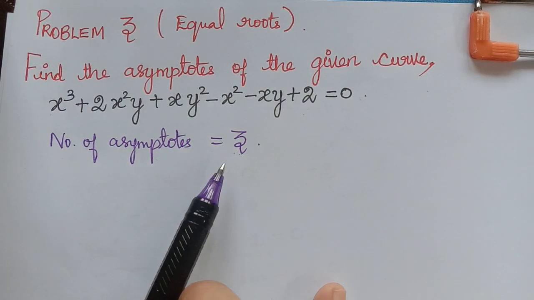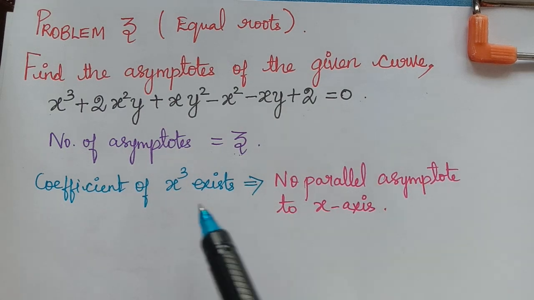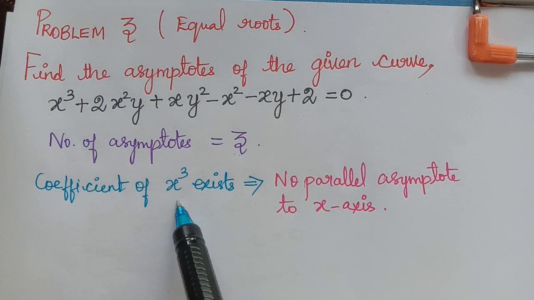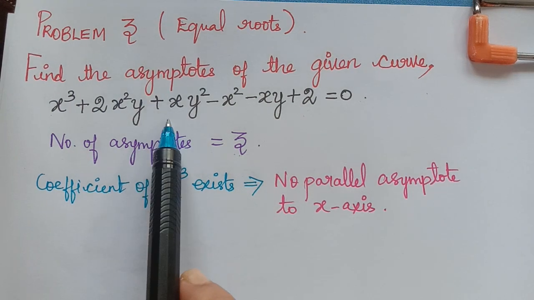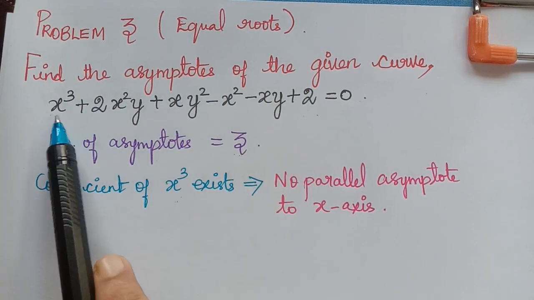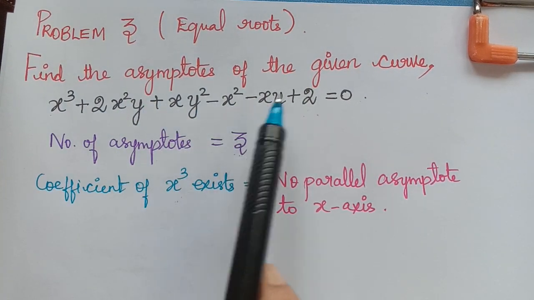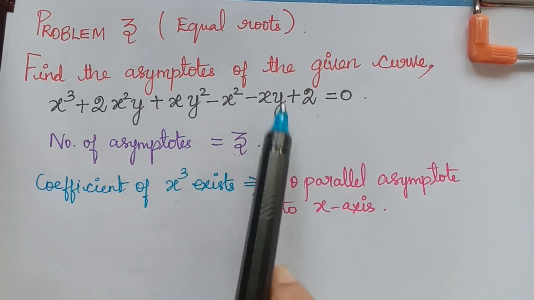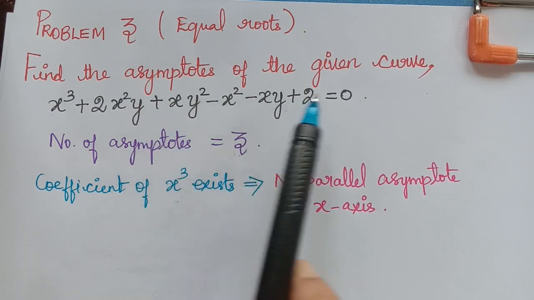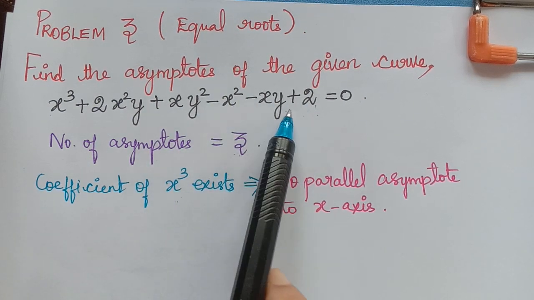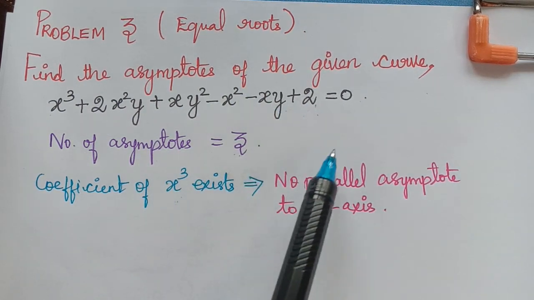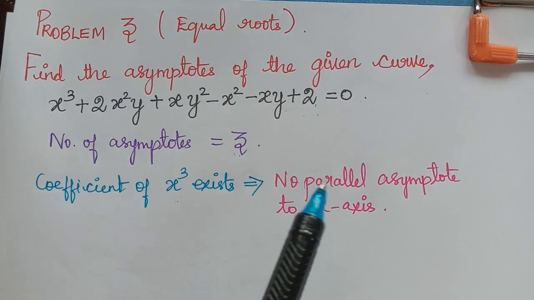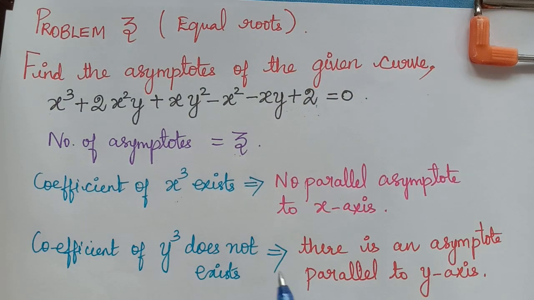So let us write that now. In a similar way, we have to check for y cube, whether there exists a coefficient for y cube in this equation. So now if you check here, there is no y cube term in this equation, which means that the coefficient of y cube is 0. So because it is 0, there exists a parallel asymptote to y-axis. So there exists an asymptote parallel to y-axis.